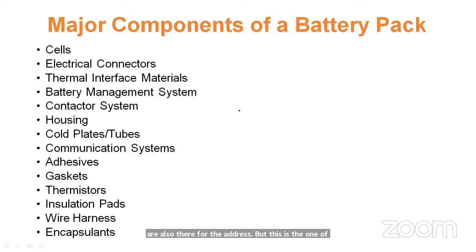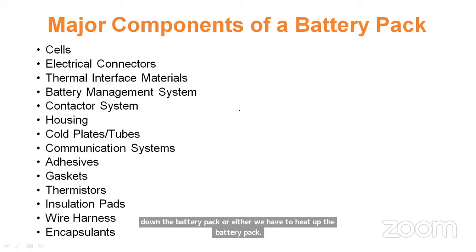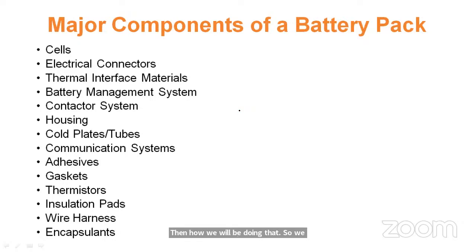Clear? Then thermistors. I told you that thermal management of the battery pack is required. To do the thermal management, either we have to cool down the battery pack or we have to heat up the battery pack. Then how will we be doing that? So we should know the inside temperature of the battery pack. For that reason, in various positions, we put a few thermistors, which give the input to the BMS. Now in this particular position, the temperature is this. In this particular position, the temperature is this. And depending upon the temperature, this BMS decides either to heat up the battery pack or to cool down the battery pack. Clear?